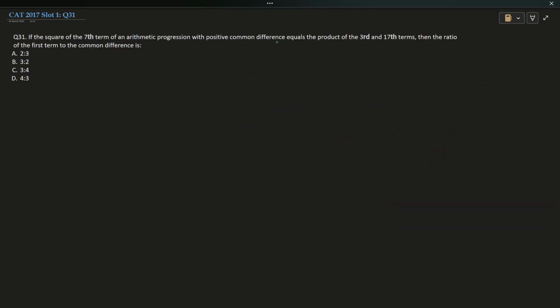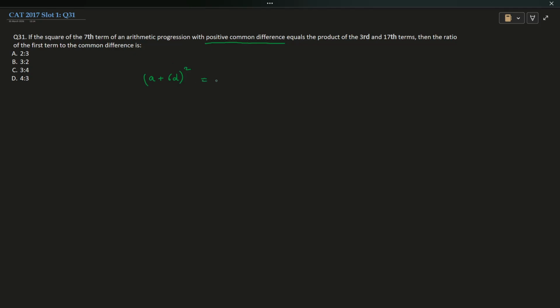If the square of the 7th term of an arithmetic progression with positive common difference, okay, common difference is positive, equals the product of the third and the 17th term, then the ratio of the first term to the common difference. It's a very simple question guys. See, what will be the 7th term of an arithmetic progression? a + 6d, where a is the first term and d is the common difference, and I'm squaring it. This is the square of the 7th term.